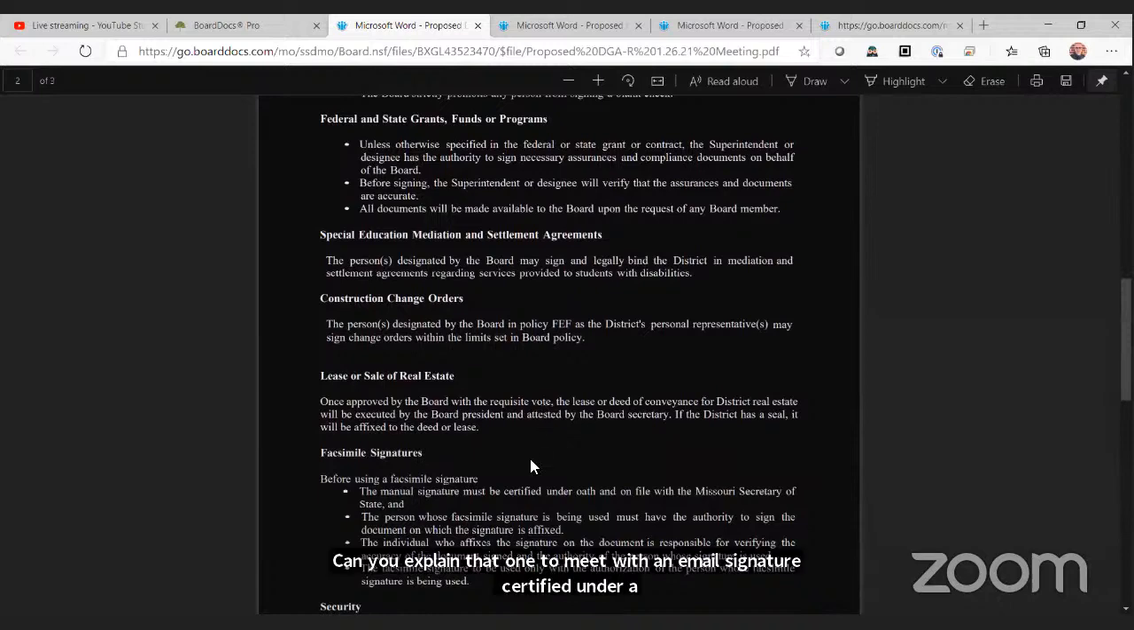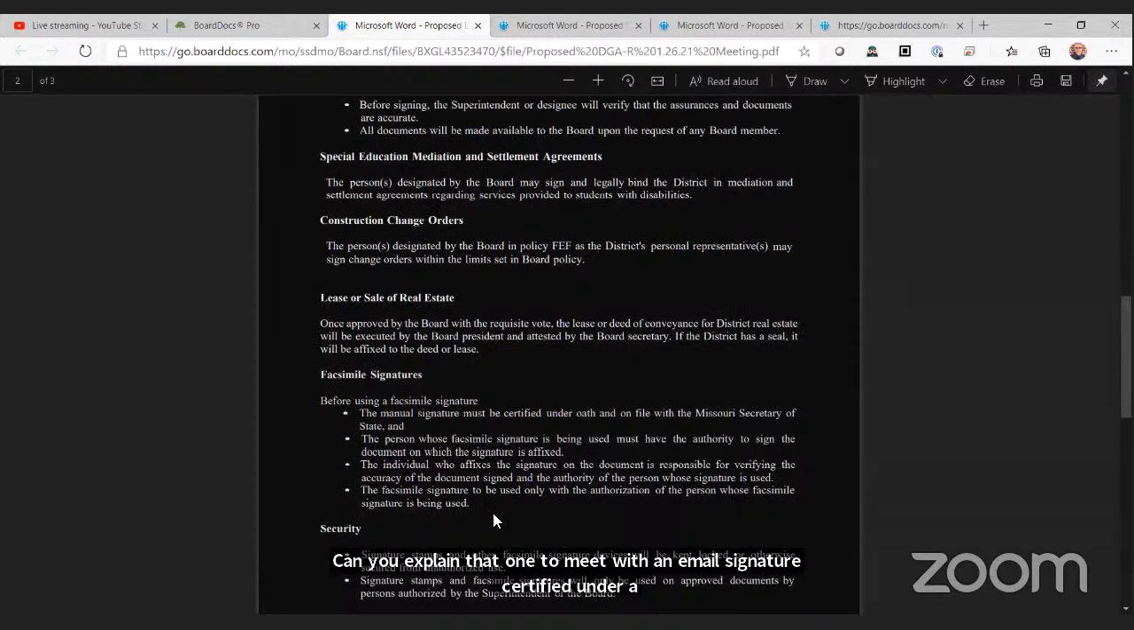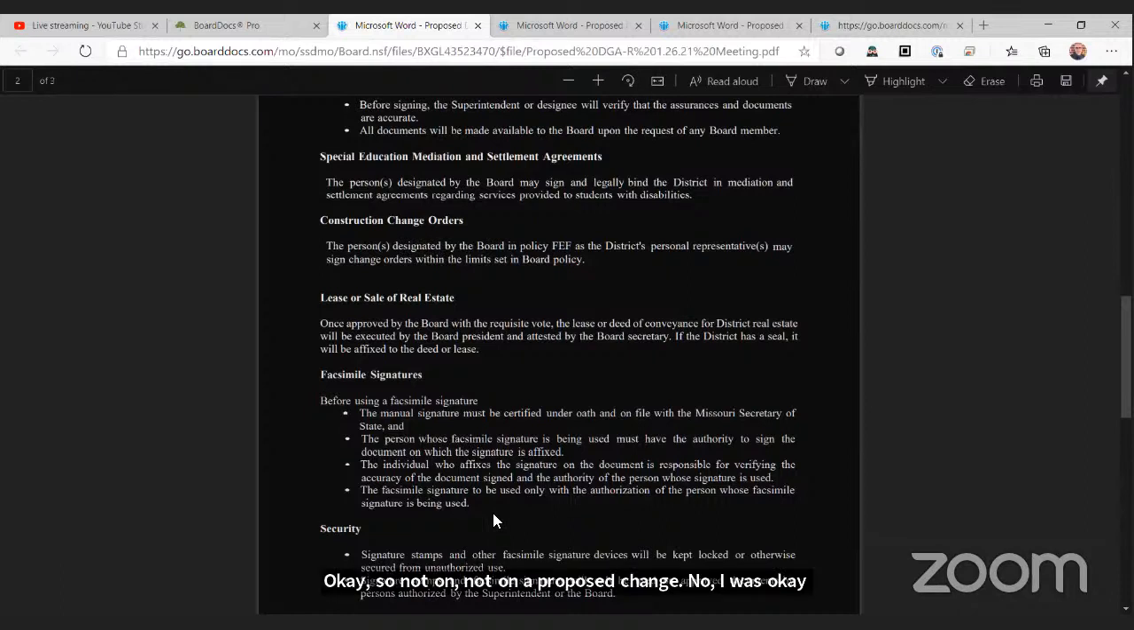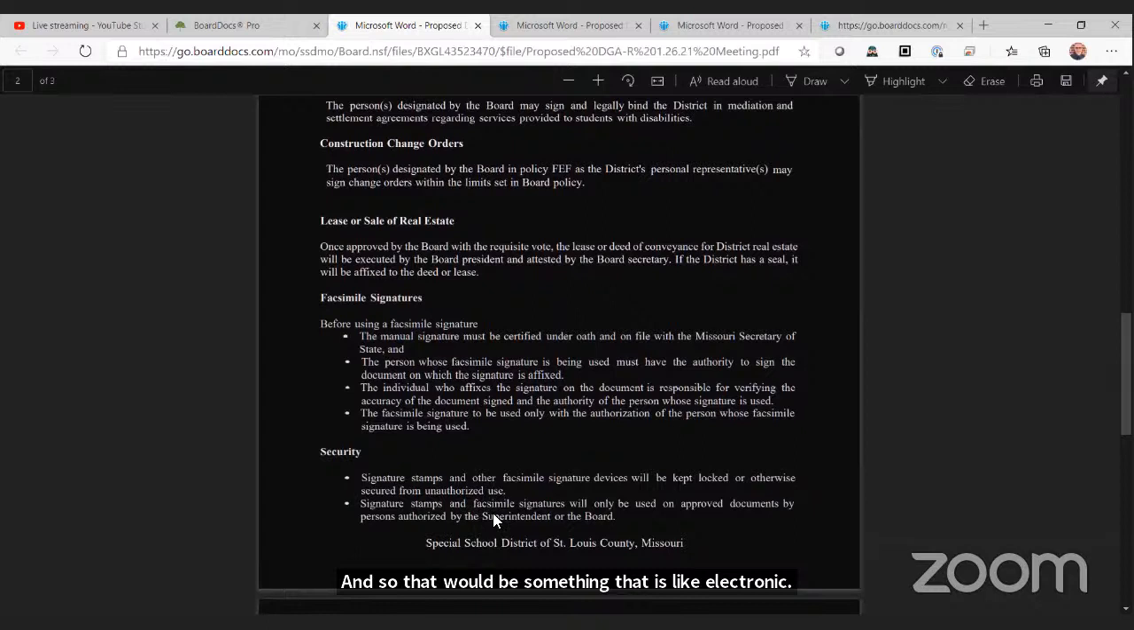Facsimile signature. Okay, so not on a proposed change. No, I was just curious. What does that mean? The facsimile signature would be the signature that's automatically loaded onto documents, something electronic that would be put onto something. So before we would enter into a contract with an organization, we wouldn't just accept a facsimile signature without being able to certify that it has been verified.